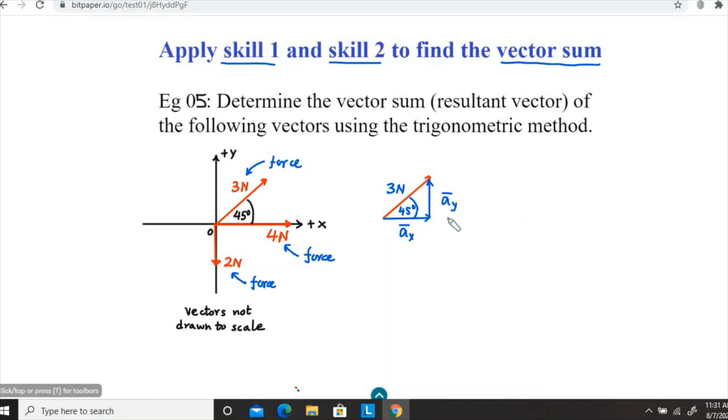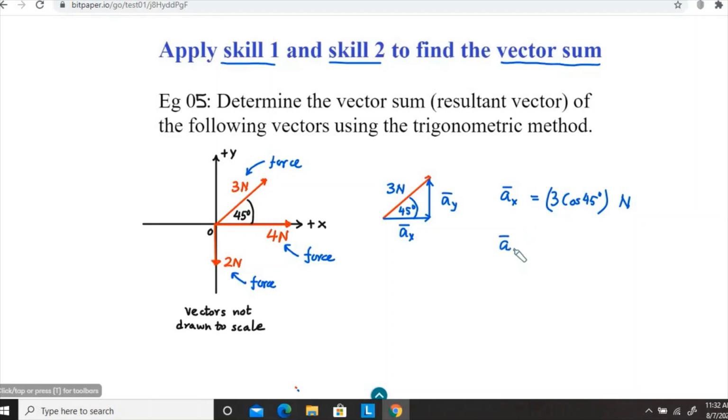We already did this several times, so I'm going to directly write down the components now. The ax vector component is 3 newtons times the cosine of 45 degrees, and then we have to put the units, newtons. Since it is along the positive x direction, it's positive.